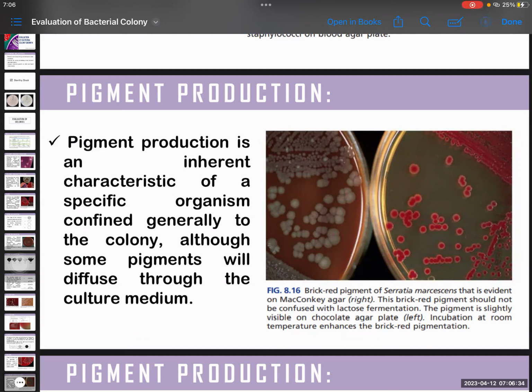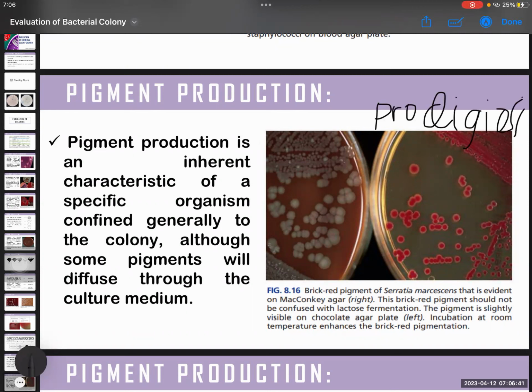So this is actually due to the substance called prodigiosin, or prodigiocin, whatever you may prefer in pronouncing it. This allows the Serratia to be able to produce a red pigment. So just a little bit of information.